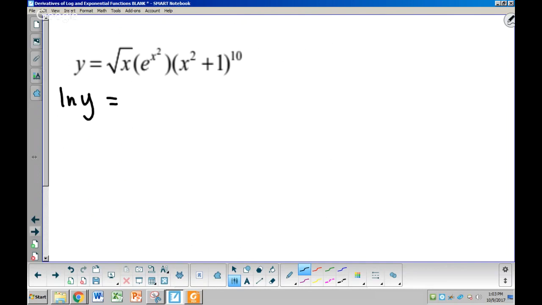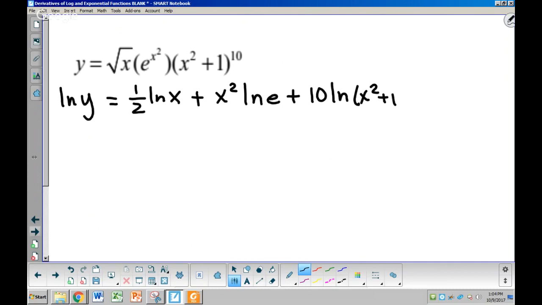Can you unbundle it with me? What would it be? Root of x, but that's x to the 1/2. So it would be 1/2 natural log of x. You follow that? Plus x squared natural log of e. Right. Then plus 10 times the natural log of x squared plus 1. And now we're going to take the derivative.